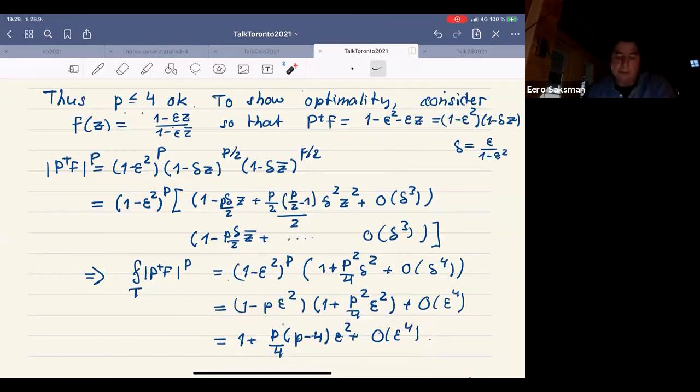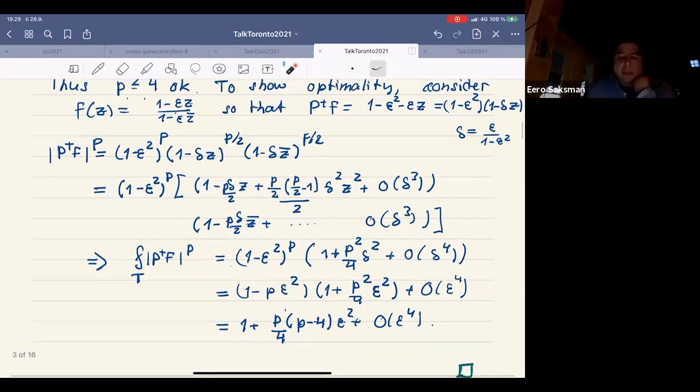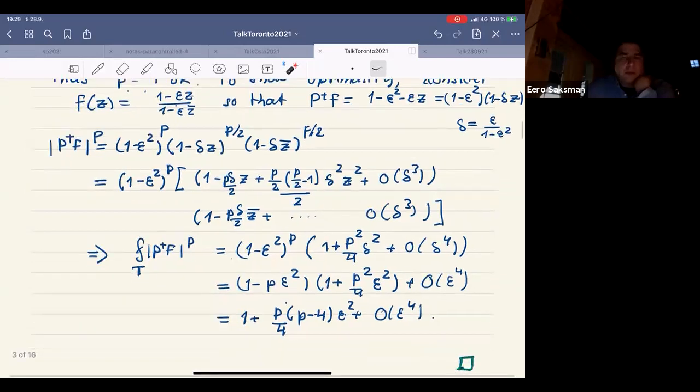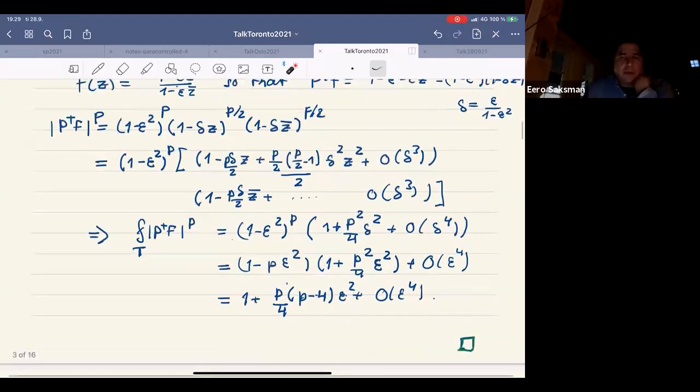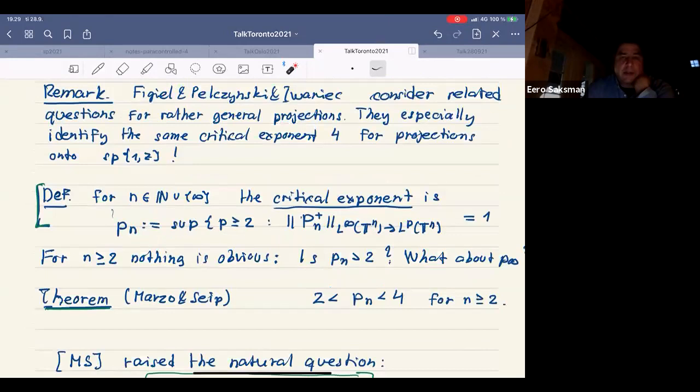And actually, there was a paper before by Fikiel, Pelczynski, and Ivan Riesz, who considered similar questions for certain projections. And they also observed for some other projections that the critical exponent is 4. So they actually looked at the projection on the span of 1 and z, for example.